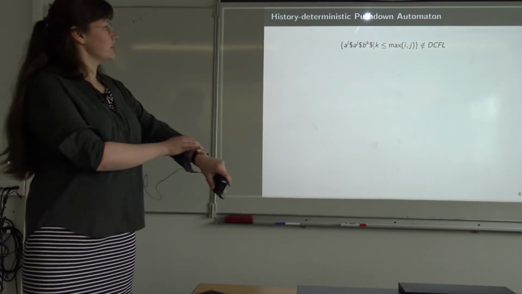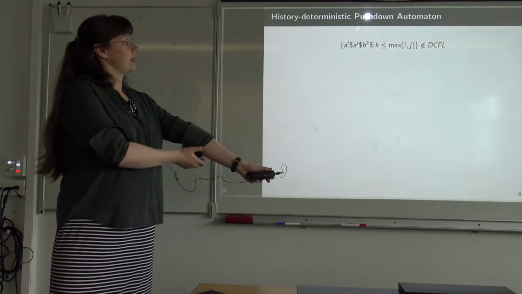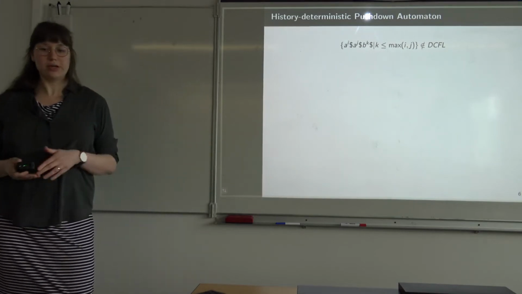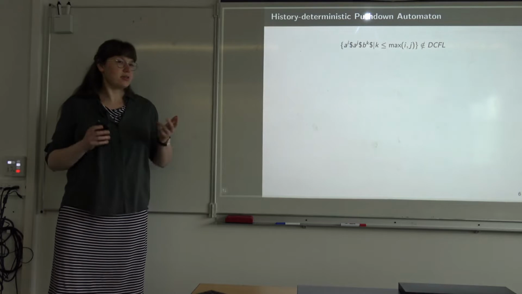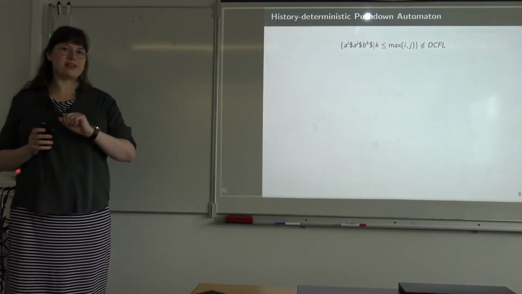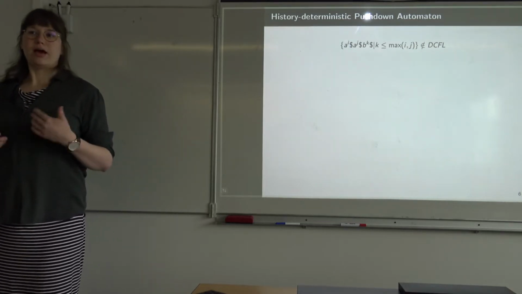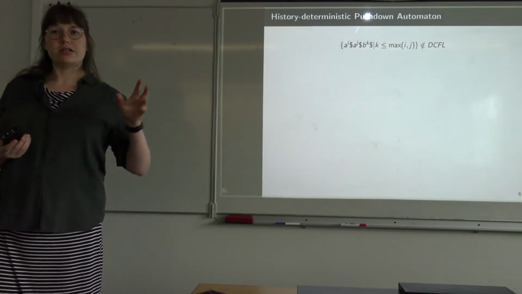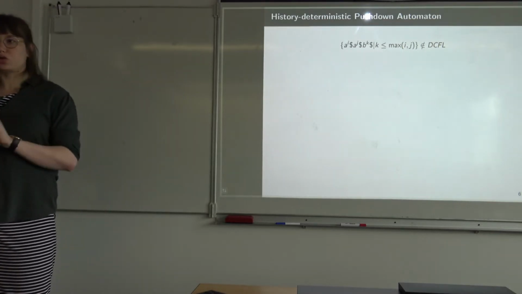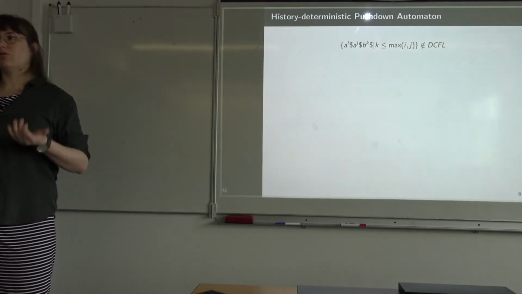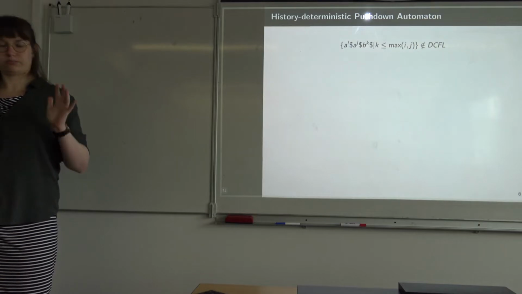So the language we will be recognizing is the following. We see a block of A's of some length, another block of A's of potentially a different length, and then followed by a block of B's. And now the language is the language of such words where the block of B's is shorter than at least one of our A blocks.